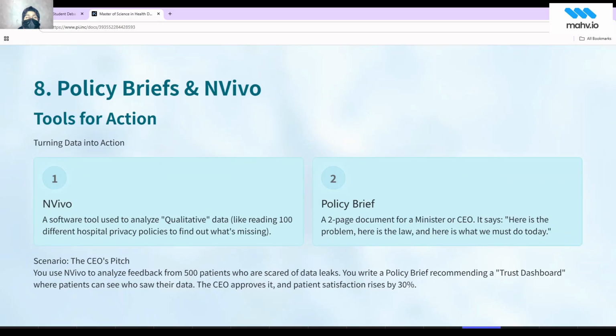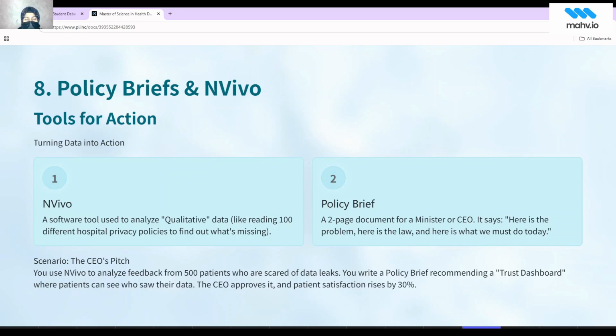So this we will discuss in our next session, about the policy brief and the software, that is tools for action, turning data into action. A software tool is used to analyze qualitative data, like reading 100 different hospital privacy policies to find out what is missing. So this is basically a software tool. And for the policy brief, we will see how to shift toward a decision maker to make policy briefs. That is our next topic.